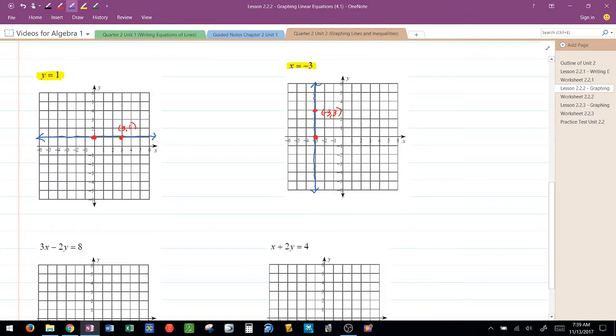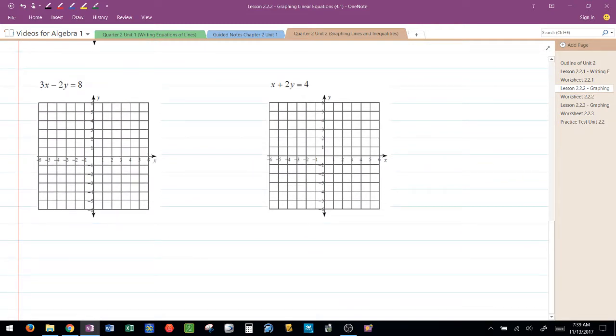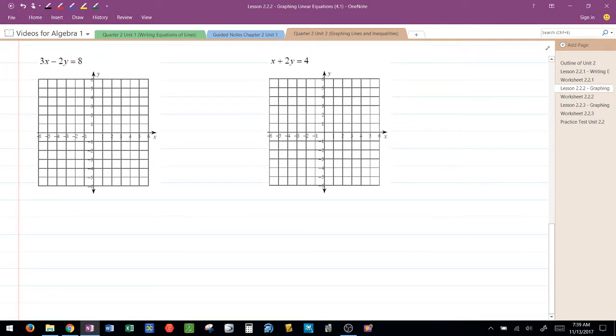All right? So what about a problem like this one? 3x minus 2y is equal to 8. Well, this equation is not in slope-intercept form. The first thing I have to do is rewrite it in slope-intercept form, which is why we did the lesson prior, the one where we were solving equations to get them in slope-intercept form. So the first thing on this problem, I want to get this y by itself. I'm going to move that 3x.